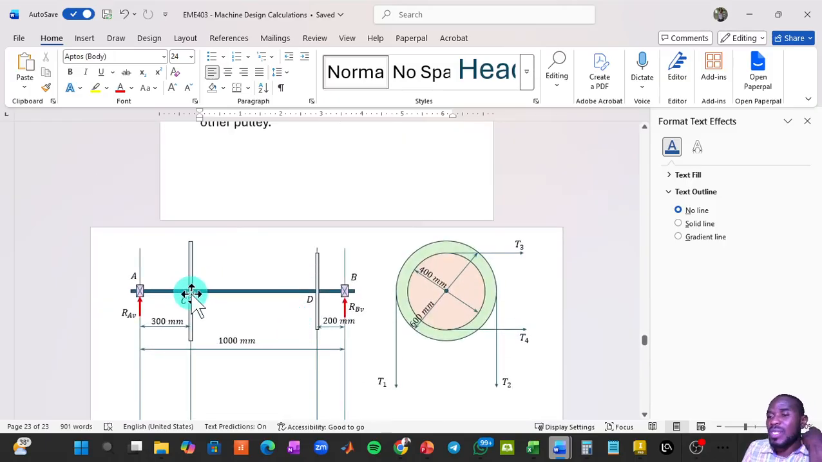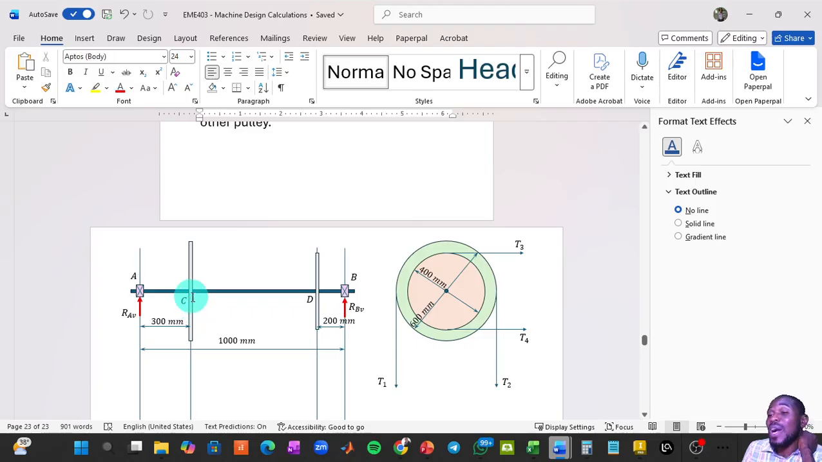Here, what is the bending moment at point C due to the vertical forces? This is RAV, acting in the clockwise direction. So if you are coming from the right to the left at point C, your bending moment will be RAV times 300. Please know that.